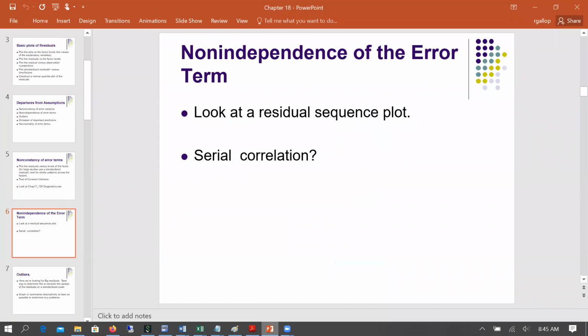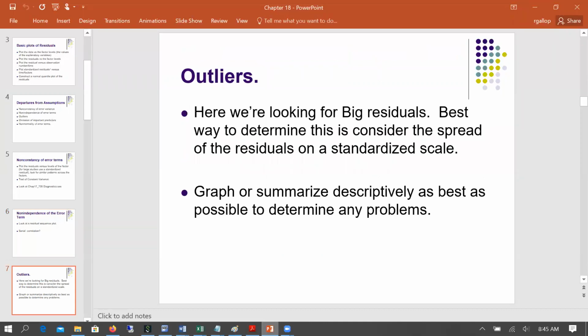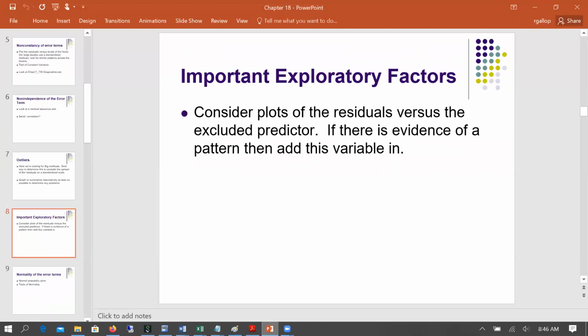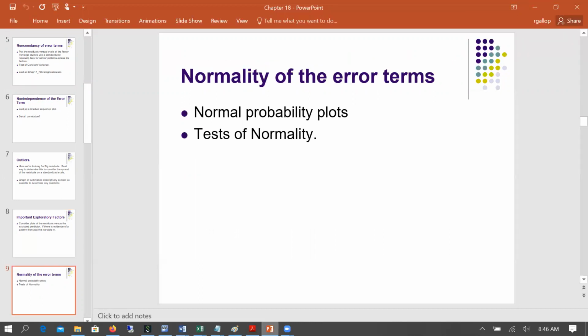So again, we saw with the non-independence of the error term, look at that residual sequence plot. Do we see any serial correlation that we assess through the Durbin-Watson statistic? With the outliers, look and see what the big residuals are, and detect any problems as we saw. For the important explanatory variable in regression, you saw to look to see if they excluded a predictor and the residual has a pattern. The ANOVA model doesn't really apply yet until we get down the road.